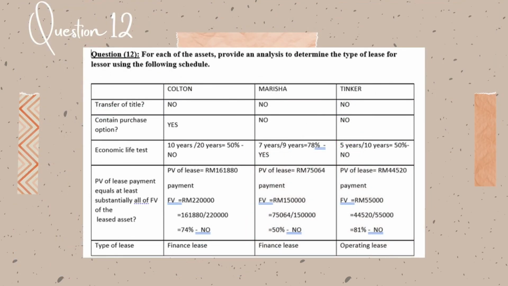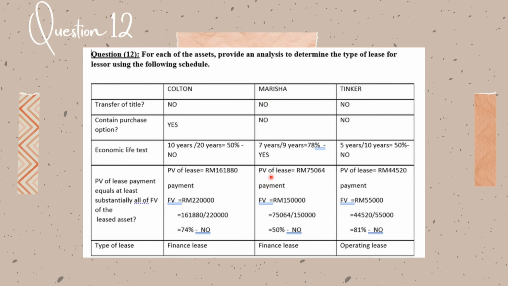For question 12, we need to determine the type of lease for the lessor using the following schedule. There are 3 lessors, which are Cotton, Marisha, and Tinker. Cotton and Marisha are finance leases because there is 1 yes in the list of characteristics. Cotton contains a purchase option at 75,000, so we determine it as a finance lease because there is 1 yes.